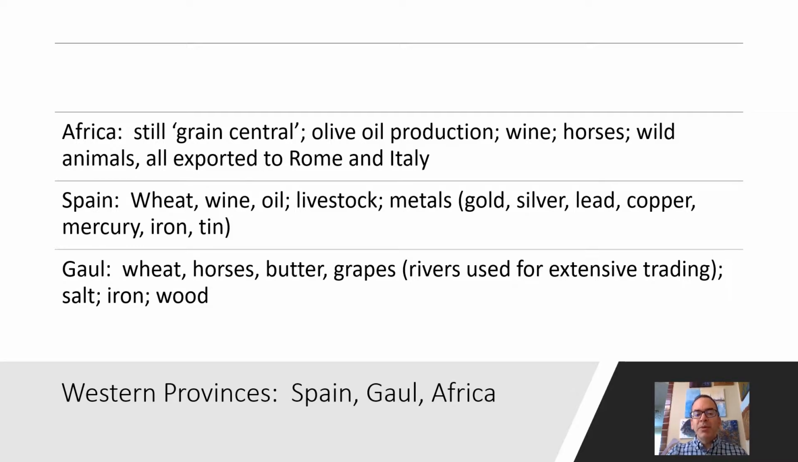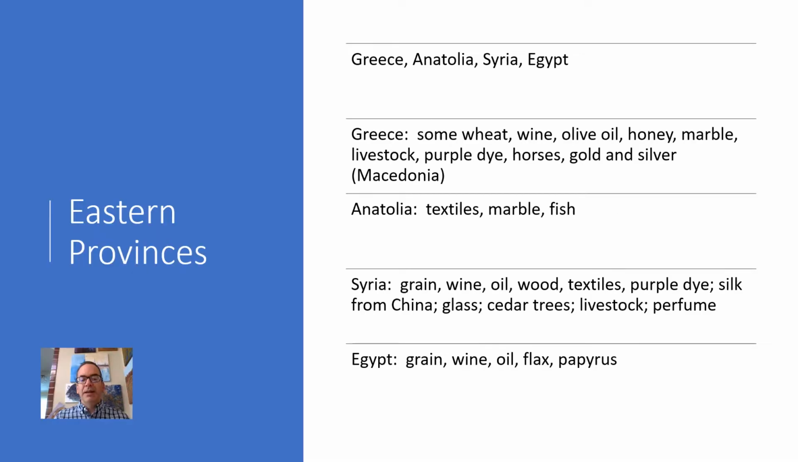And I won't read through all these, but Africa was considered to be the breadbasket, as well as Egypt. So you've got other things like wine, and all these, as I put here, were exported to Italy. In Spain, you have a big mining industry. So a lot of metals were discovered in Spain and dug out and then shipped back to Rome and Italy. And then Gaul, which is in the northern part where modern France and Germany are today: wheat, grapes, wood, and so on. So all these were shipped back to Rome.